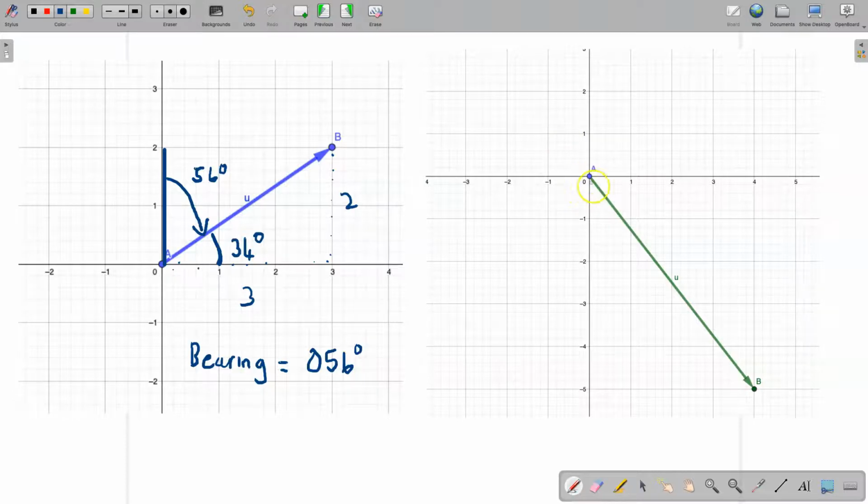Now if you want to pause the video, you can, and you can try and find 2 things. You can find the angle this makes with the horizontal and the bearing.